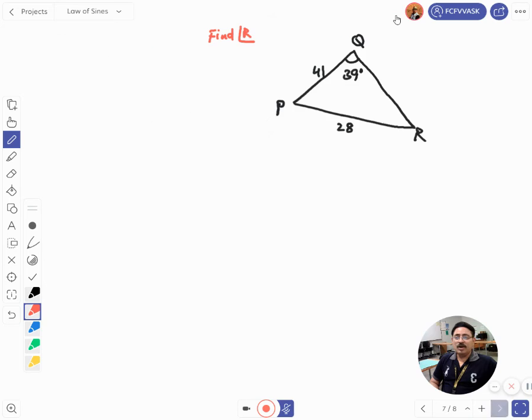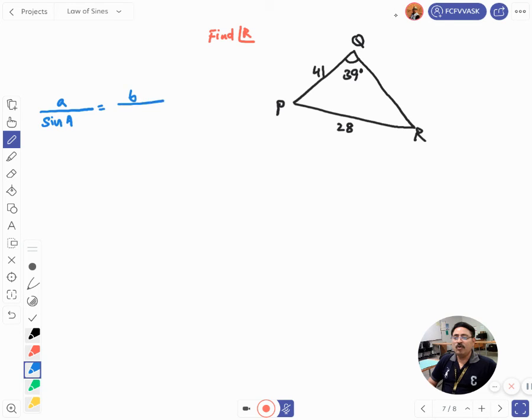Well, let me take another question. This is really important and slightly different too. It looks simple, but it is different. Why is it different? I'm going to explain now. You know the condition: a over sine A equals b over sine B equals c over sine C.